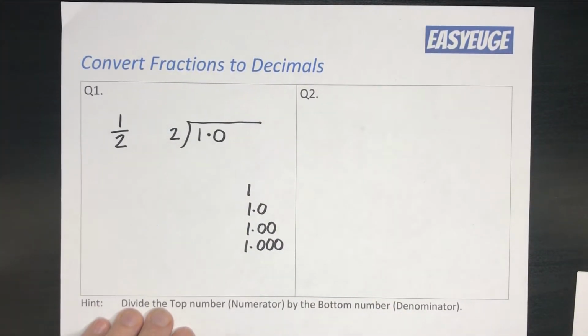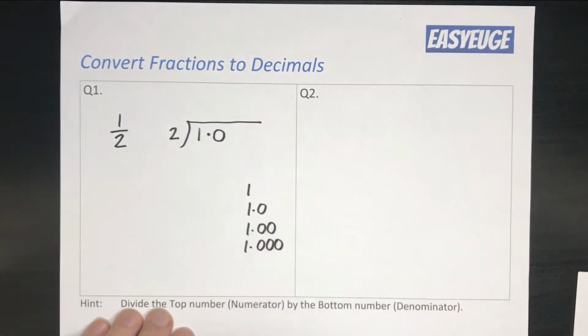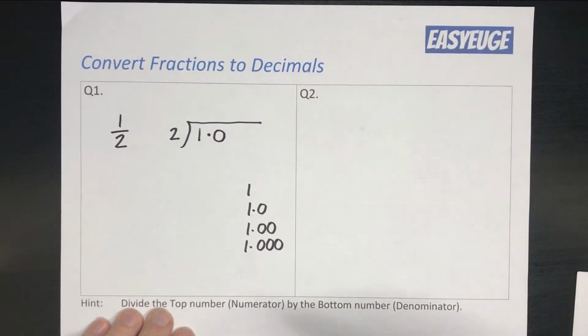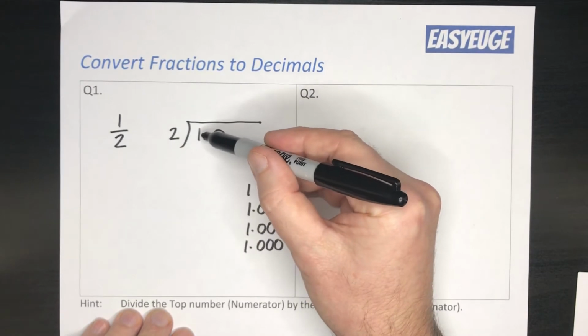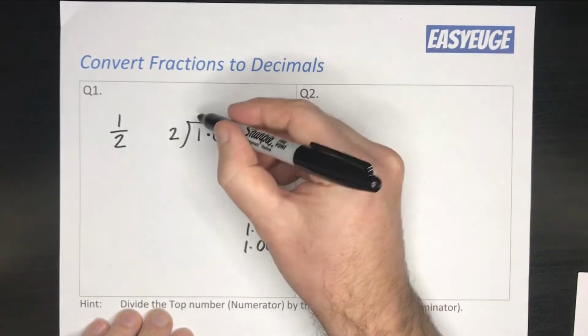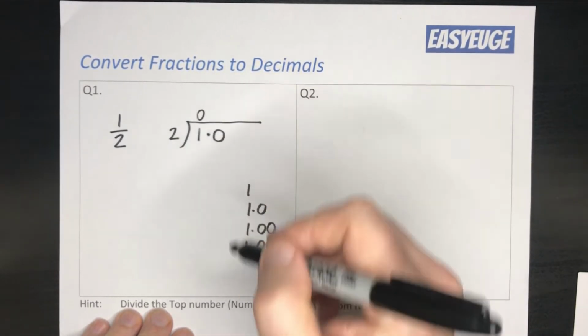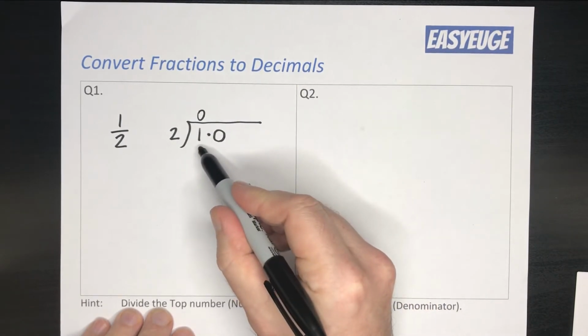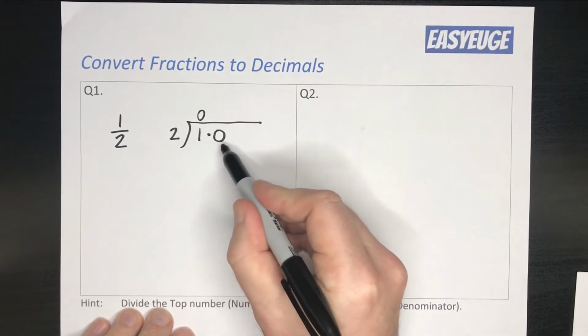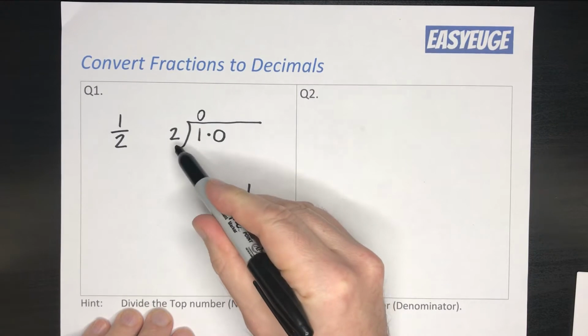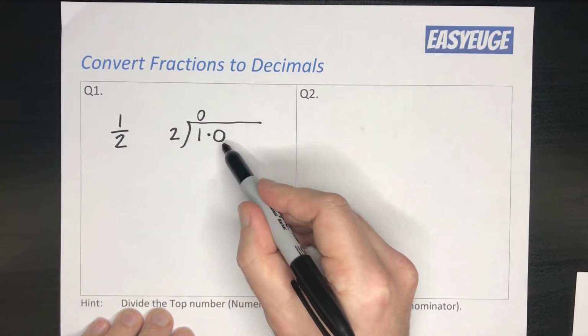So let's try this now. So for the division, let's forget about the decimal place for a moment. Will 2 go into the number 1? It won't. So we put a 0 up there. Let's move across now to 1, 0. So this becomes 10. Will 2 go into 10? Yes, it will, and it'll go in 5 times.